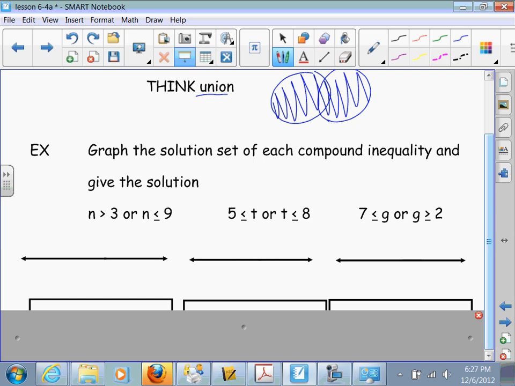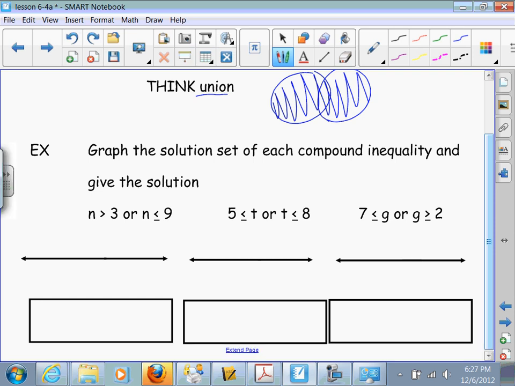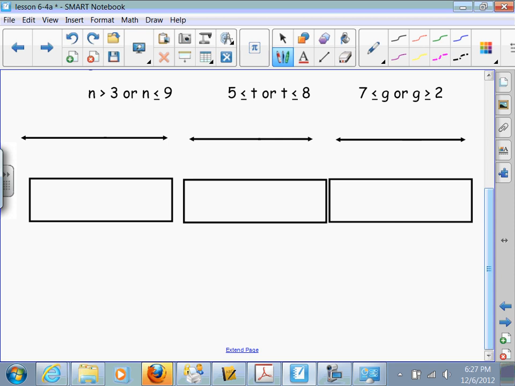Okay, so again, graphing these, we're going to do them one at a time. I'm going to give myself some extra space. Again, my lowest number is 3. My greatest number is 9, so those go on here. Okay, and I'm going to graph n is greater than 3. Open circle to the left. And then I'm going to graph n is less than or equal to 9.